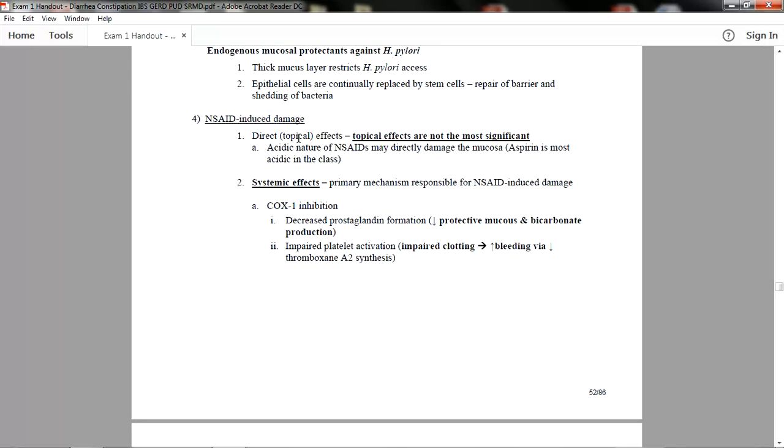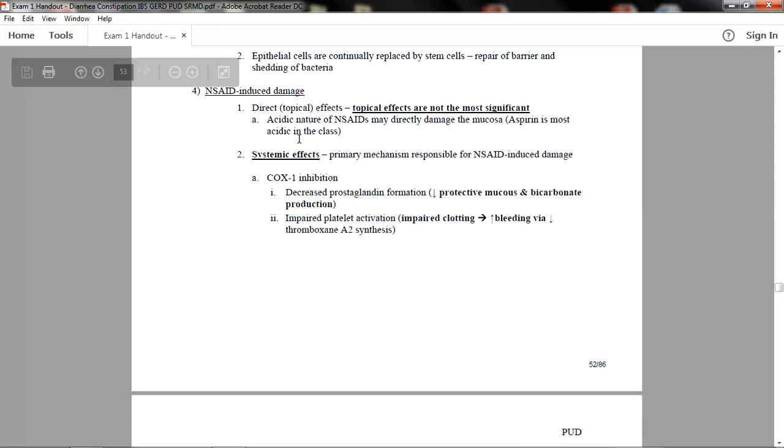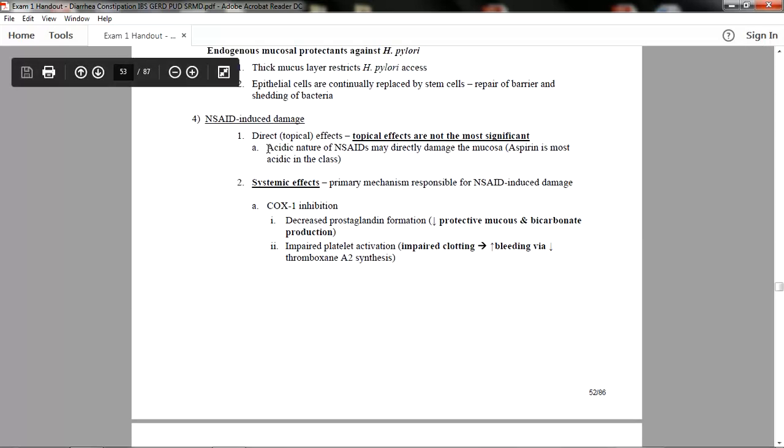I mentioned NSAIDs, so I don't want to spend too much more time on that. The fact that the NSAIDs can be acidic, they are acidic for the most part. A lot of them have carboxylic acids and things. They can be acidic, but again, please don't have the misconception or conclude that they are toxic because they're acidic. They're much more toxic because they block mucus production. They block bicarbonate secretion. Okay, and that's the systemic effects.